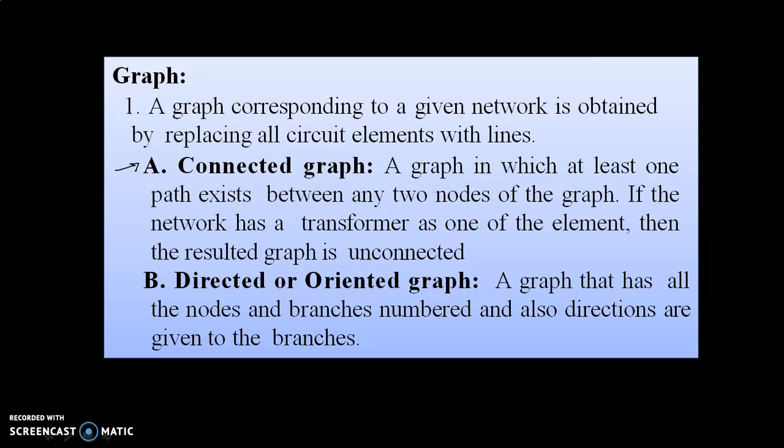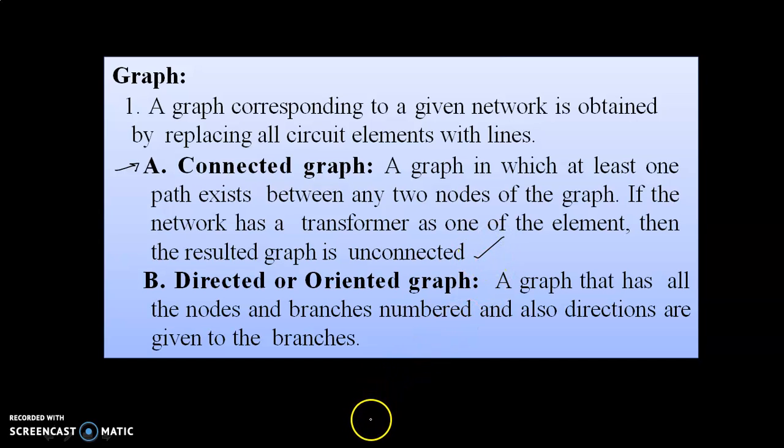This is clear from the definition that between two nodes there will be a connection. There exists a line, there exists a path. If the network has a transformer as one of the elements, then the resultant graph is unconnected. Please mark this.